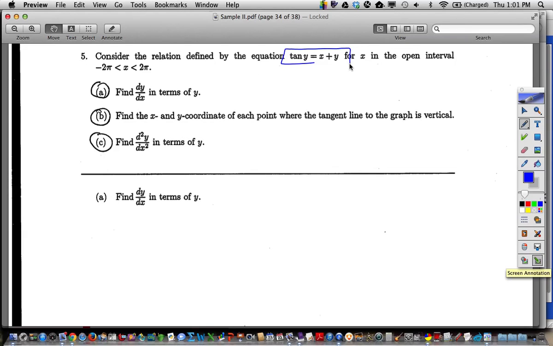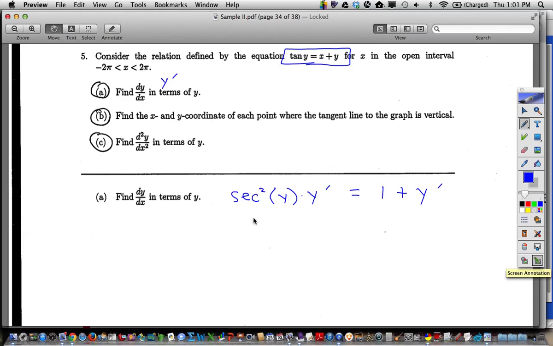We're going to do what with this to start? We're looking for y prime. So implicit differentiation. What's the derivative of tangent y? Secant squared y times y prime equals 1 plus y prime. Now, you're supposed to find y prime in terms of y, which means the answer will have y in it, and only y.